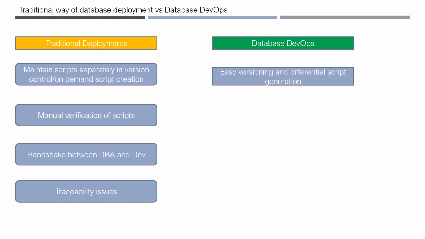Everything is versioned. That means you will not be generating the scripts and keeping them in version control. You will integrate your database with the version control. The way we integrate our code from Visual Studio or Eclipse with Azure Repos, in the same way you integrate your database scripts with some version control mechanism. We will see what that is.